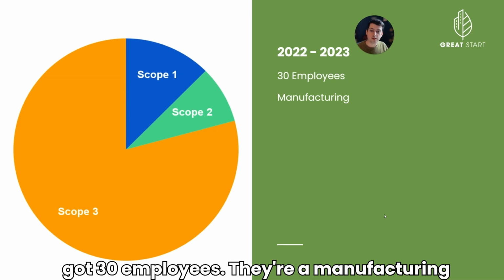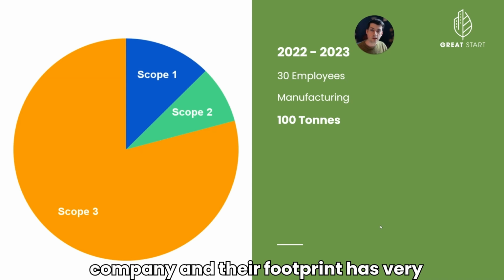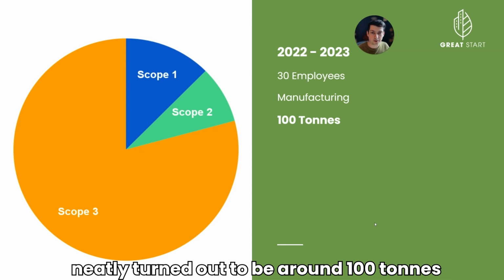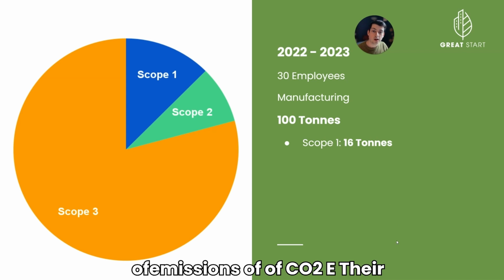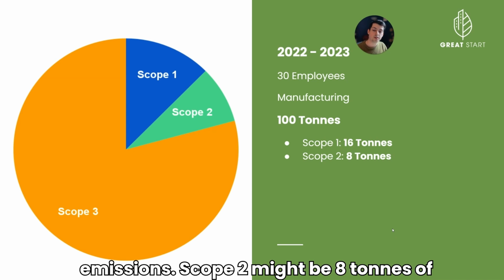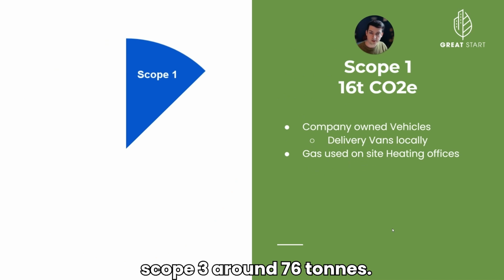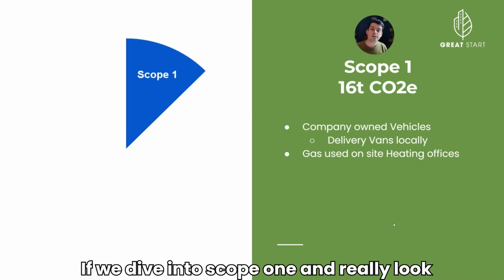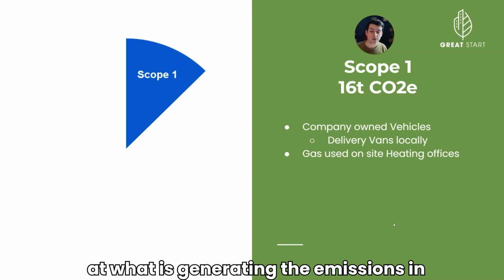Let's imagine this company's got 30 employees, they're a manufacturing company, and their footprint has very neatly turned out to be around 100 tonnes of emissions of CO2e. Their Scope 1 might be 16 tonnes of emissions, Scope 2 might be 8 tonnes, and Scope 3 around 76 tonnes.